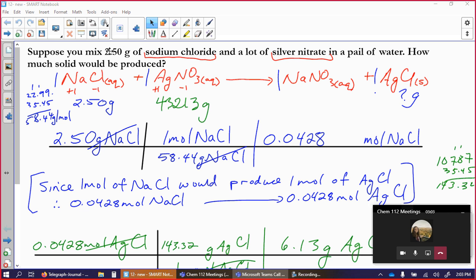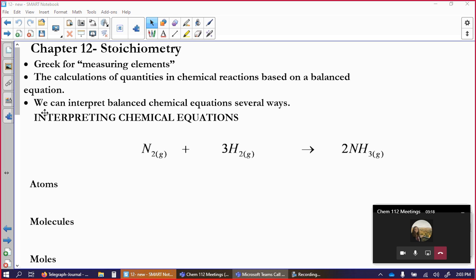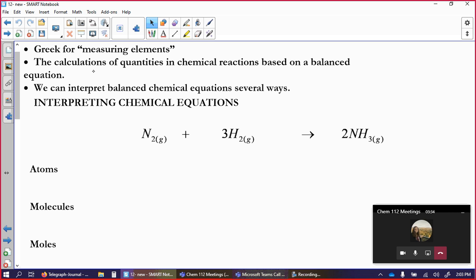It's about converting a mass of one thing to a mass of something else because we want to know how much we could make. When you do a reaction, it doesn't always happen as well as it should, but you still need to know how much something should produce. So stoichiometry, the metry is measuring, but the stoichio part, I don't know, means measuring elements. So quantities in a chemical reaction based on the balanced equation.